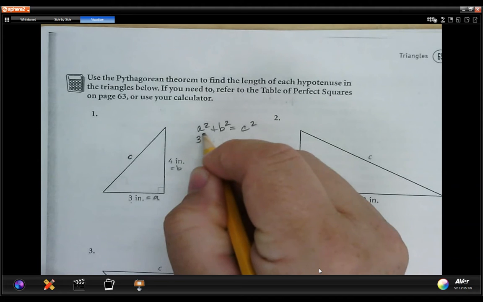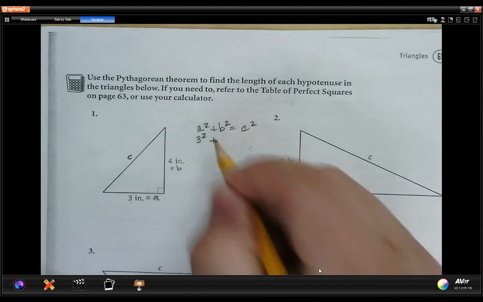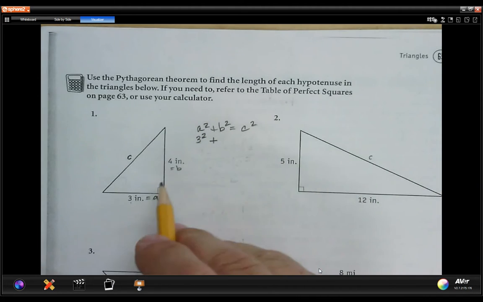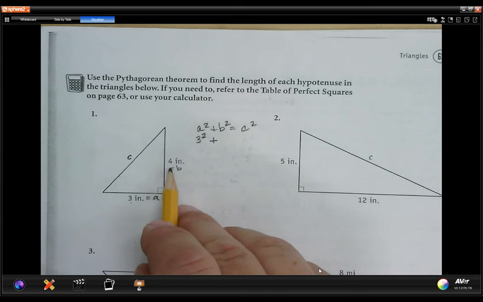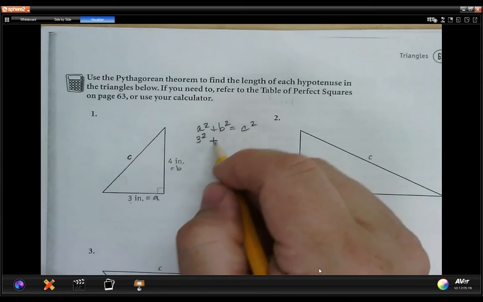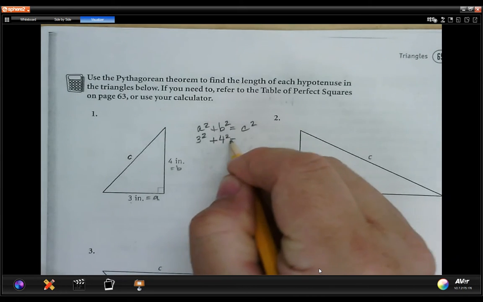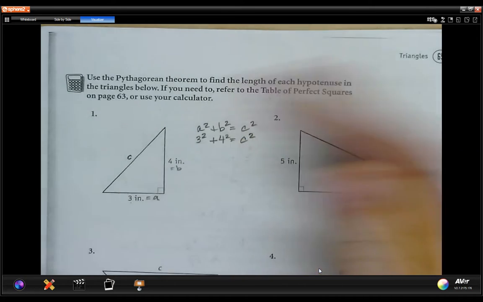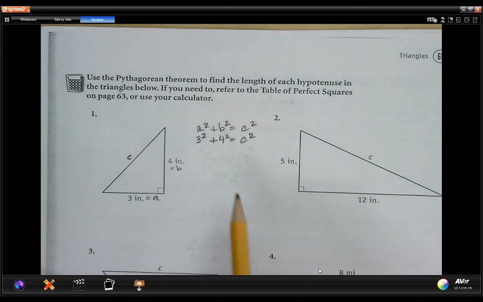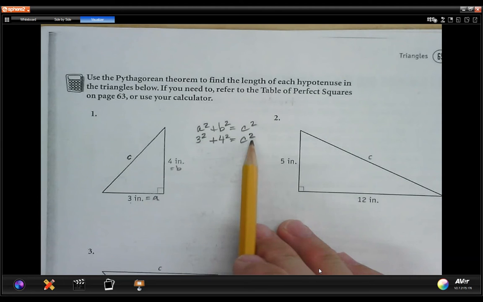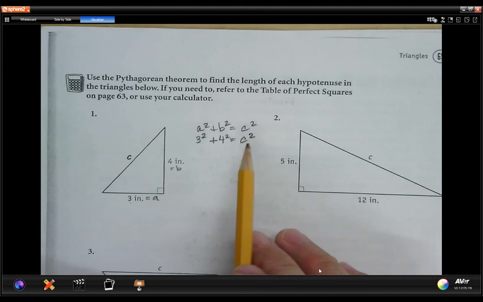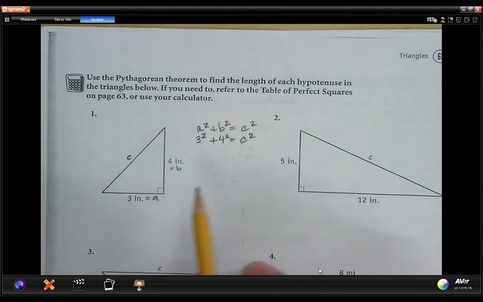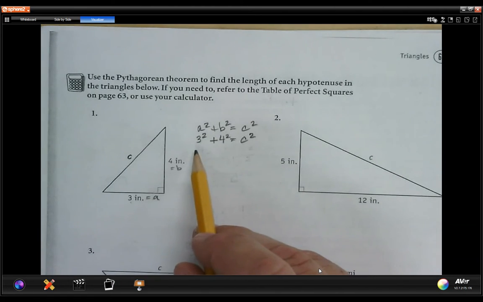So I'd put 3 squared plus, and I'm going to add to that this side squared, this leg squared, which is 4 squared, and it equals C squared. Now this is actually getting us into exponents, okay? And it's actually kind of helping springboard us into square roots as well, which you'll see here in just a few minutes. So now let's work through the actual math.